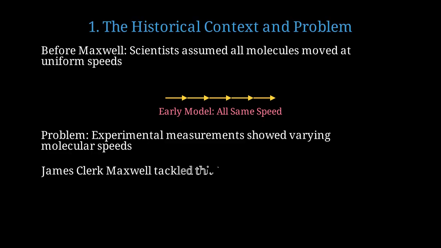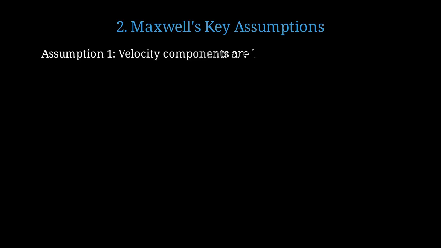In 1860, the brilliant Scottish physicist James Clerk Maxwell decided to tackle this discrepancy using mathematical reasoning and physical insight. Maxwell began with two fundamental assumptions about molecular motion. His first assumption was that the x, y, and z components of velocity are statistically independent of each other. Mathematically, this means the joint probability equals the product of individual probabilities. The x velocity doesn't affect the y velocity.